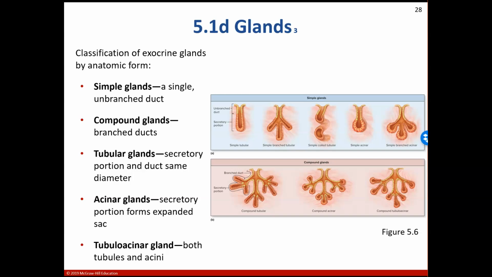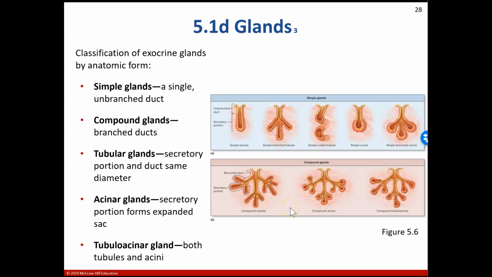And here is more classification of exocrine glands based on their anatomic form. So our simple glands are pictured over here. This means that they have a single, unbranched duct. So we're always going to have just that simple duct present. And then we have our compound glands, which means that we have branched ducts. So each of these can be classified as also being tubular, meaning that they have a secretory portion and a duct that is the same diameter. So you could see the compound tubular down here.